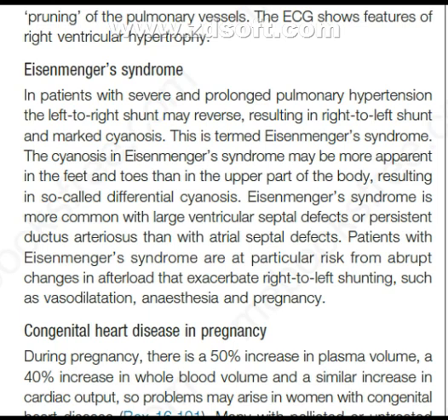Eisenmenger syndrome is more common with large ventricular septal defects or persistent ductus arteriosus than with atrial septal defects. Patients with Eisenmenger syndrome are at particular risk from abrupt changes in afterload that exacerbate right to left shunting, such as vasodilatation, anesthesia, and pregnancy.